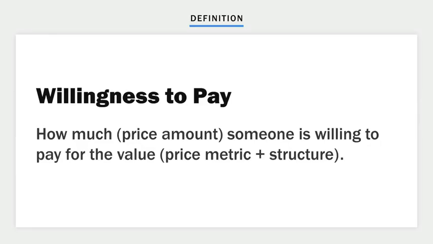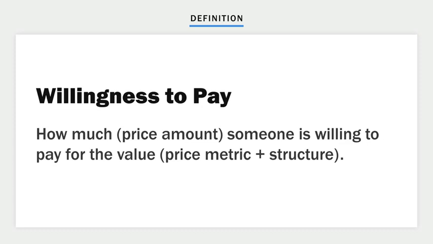And we do that by trying to get a sense for something that we call willingness to pay. This helps us understand how much of a price amount someone is willing to pay for that value, which is a combination of that value metric as well as that structure, the features that we include.